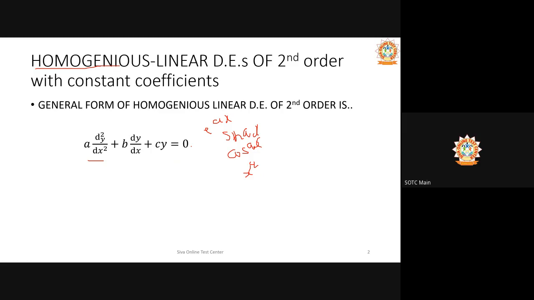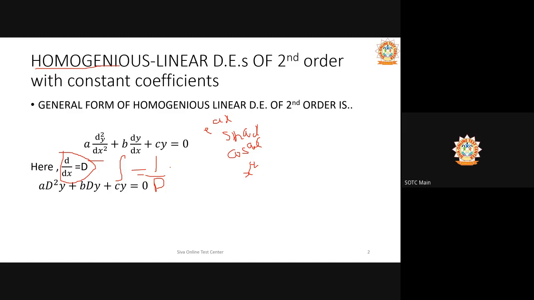So a d square y by dx square plus b dy by dx plus cy is equal to 0 is called the homogeneous linear differential equation of the second order, because the highest order derivative here is d square by dx square. What you need to remember in homogeneous and non-homogeneous differential equations is the representation: d by dx is the derivative and it is denoted by capital D, and the reciprocal of this is integration, denoted by 1 by D.